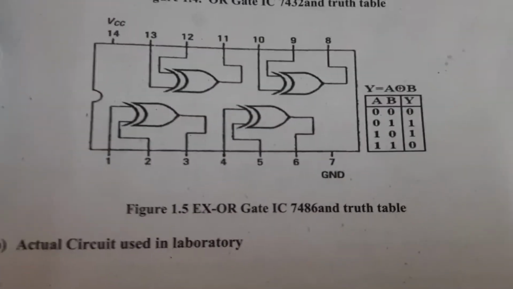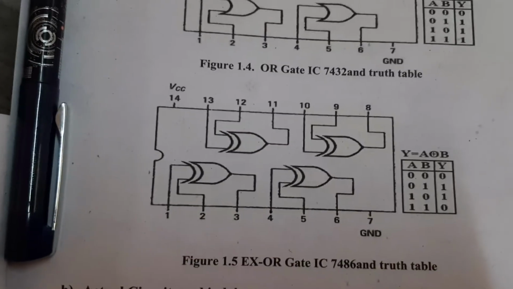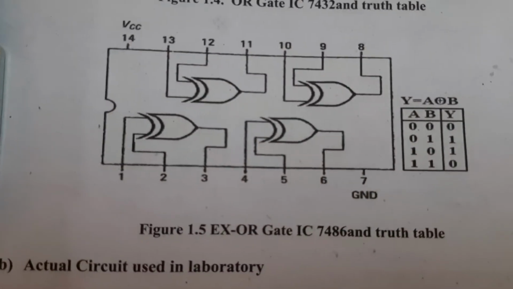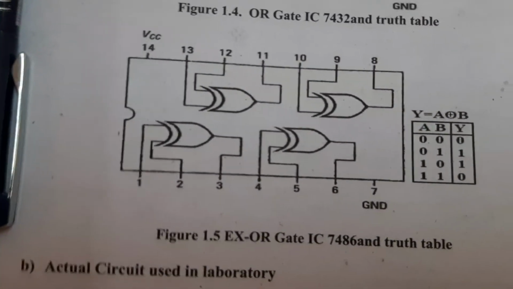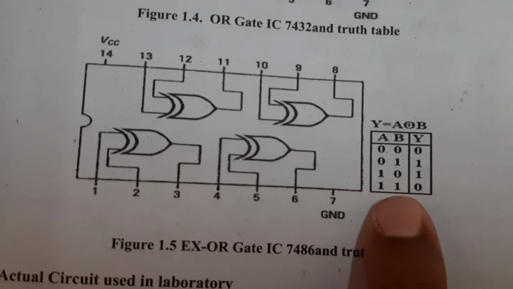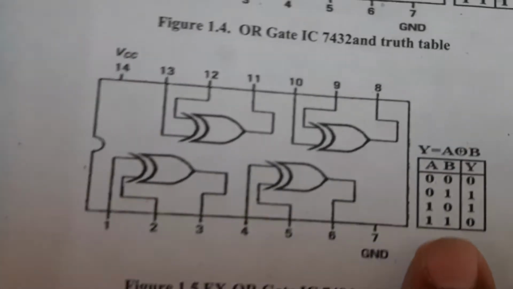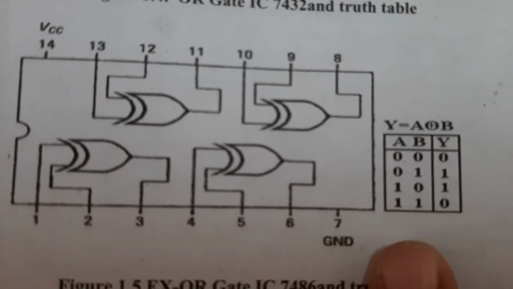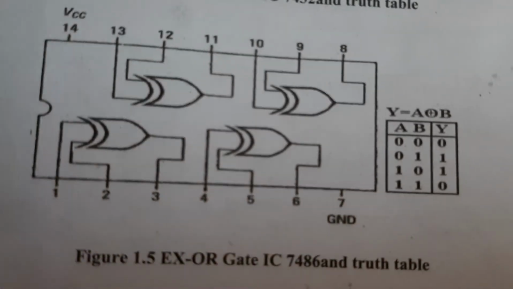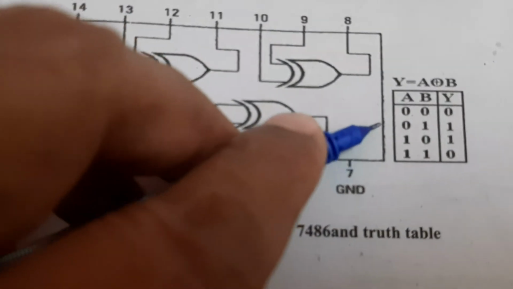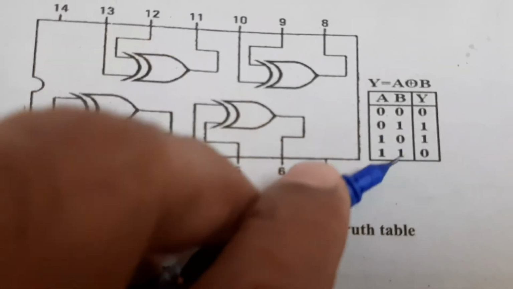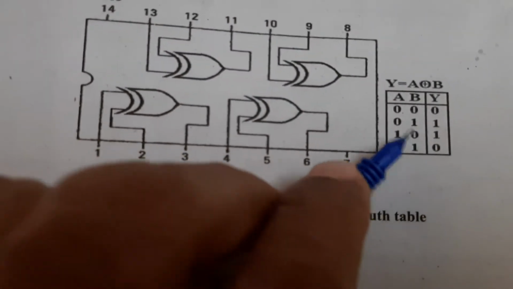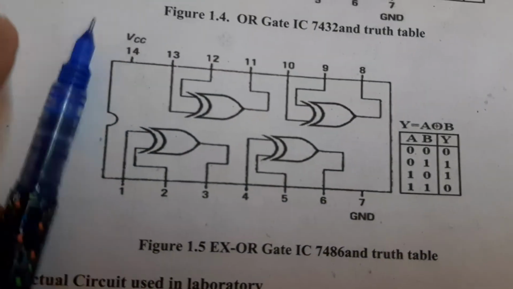We can see the truth table of the IC 7486. It is very similar to the 7432 OR gate, but with some property changes. Here there are 4 gates, and this is the truth table of the XOR gate. Whenever A is 0 and B is 0, Y is 0, and whenever A is 0 and B is 1, Y is 1. With 0 1 and 1 0, the output is 1, whereas whenever the input is 0 0 or 1 1, the output is 0. This is the very typical property of the XOR gate.